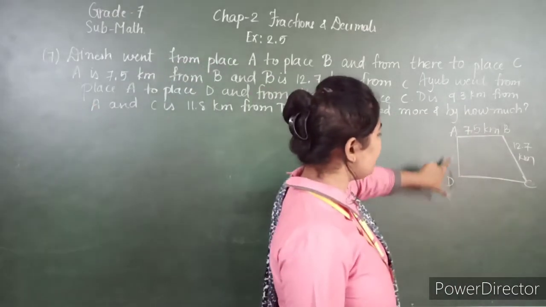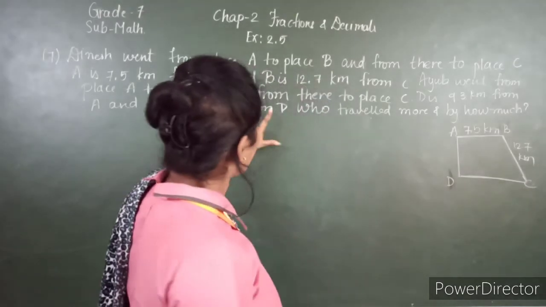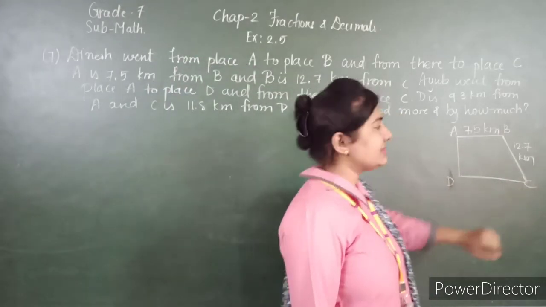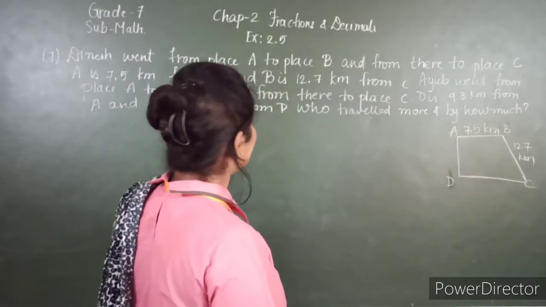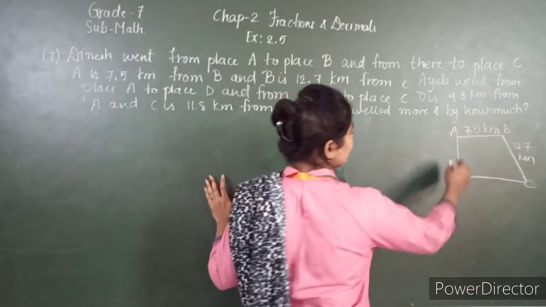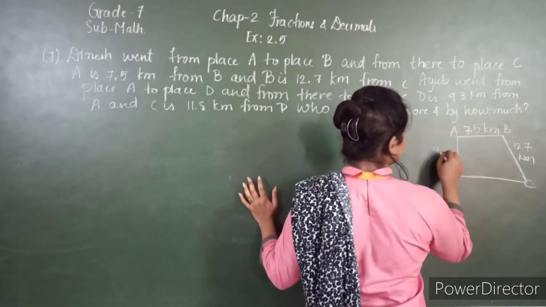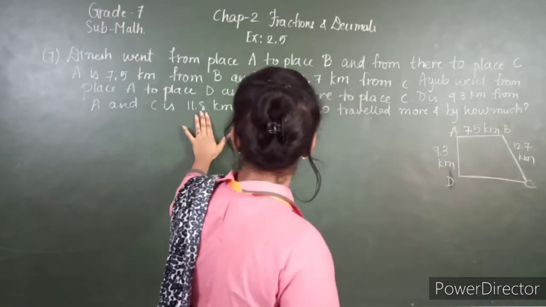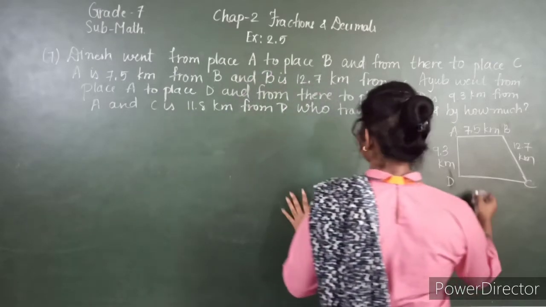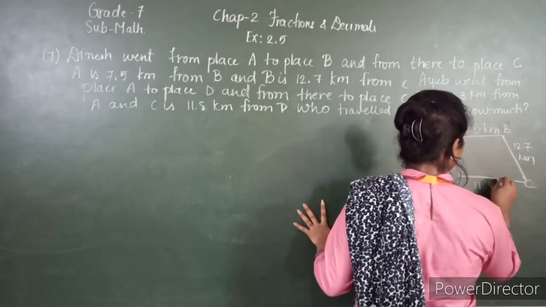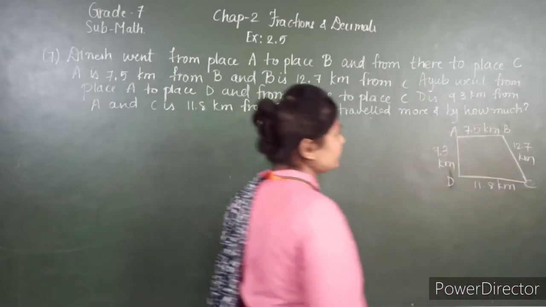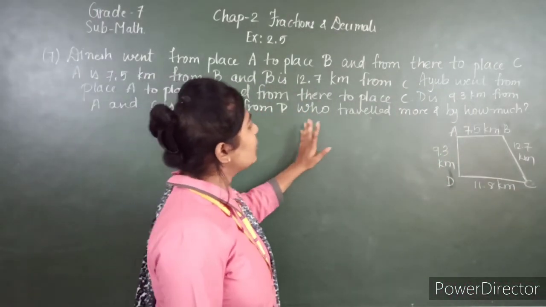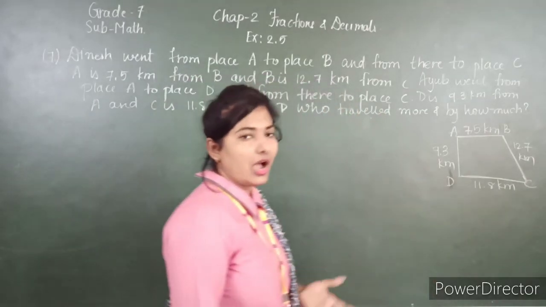So from place A to place D, and from there to place C, and from place D to place C. Now D is 9.3 km from A, so D is 9.3 km, and C is 11.8 km from D, so it is 11.8 km. Now we have to find out who traveled more and by how much.